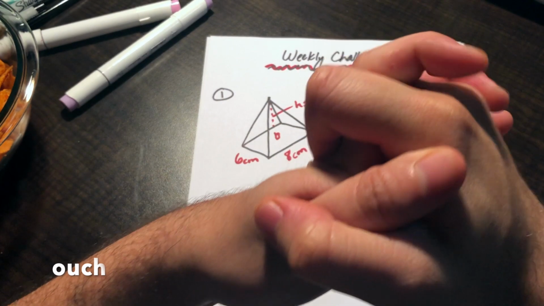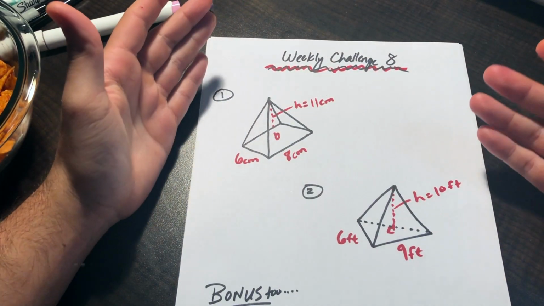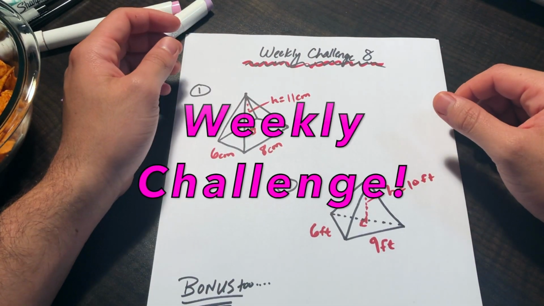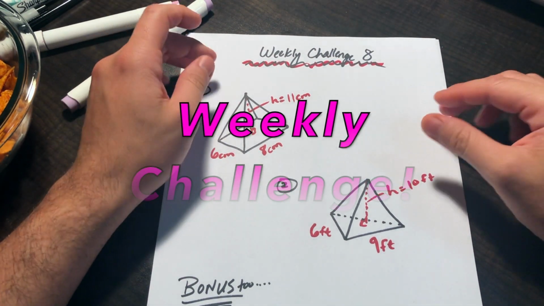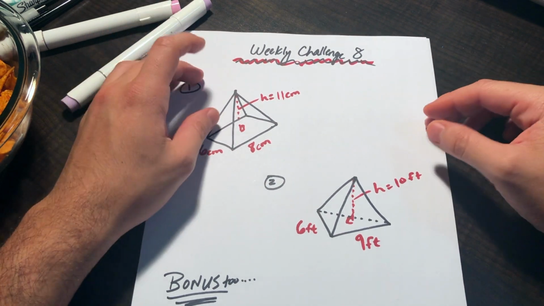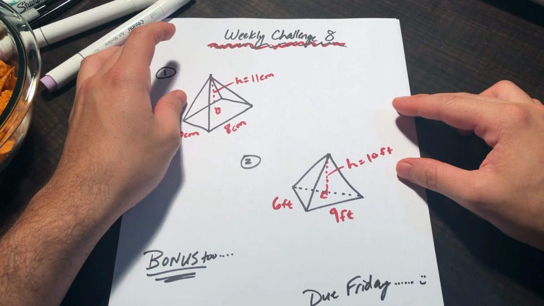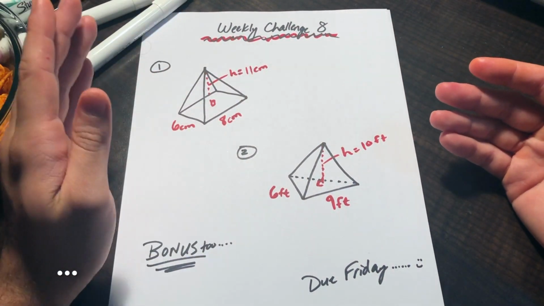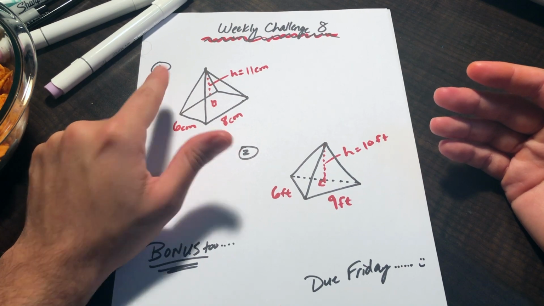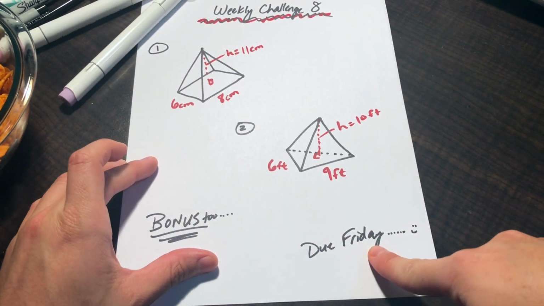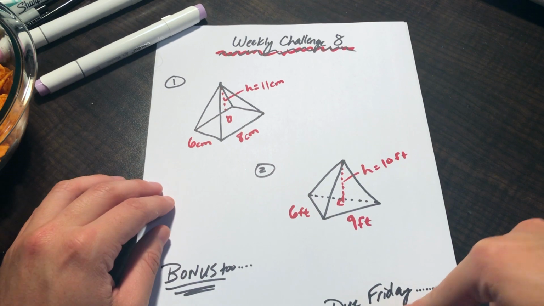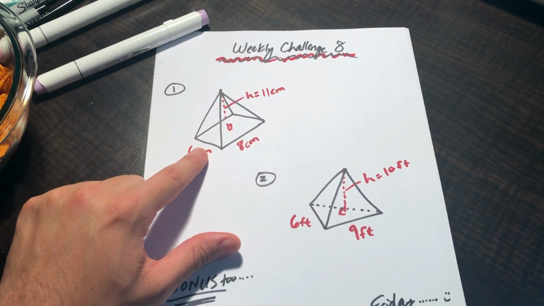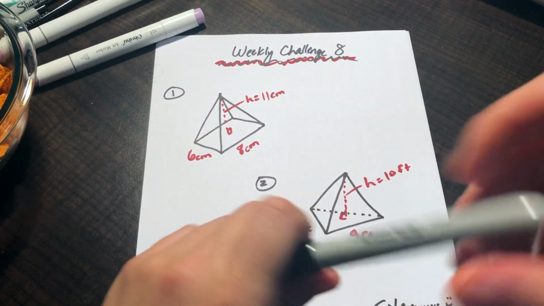Okay, guys. So that leaves us with your final weekly challenge. So for this week, you got a couple problems that I want you to try out on your own so that you can see if you can solve them. Look at my drawing skills, getting a little better, huh? These are due on Friday, by the way, with some bonus too. Number 1, I want you to find the volume of this rectangular pyramid.